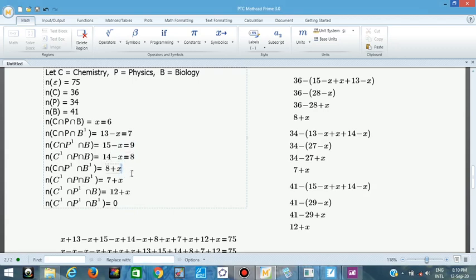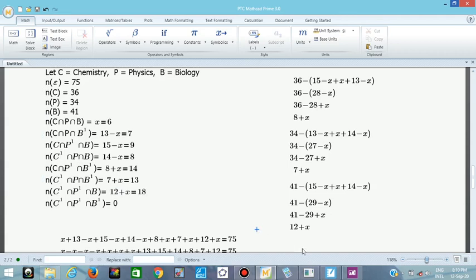I'm just substituting the value of x here. Then 8 plus x, that is 8 plus 6, is going to be 14. Then 7 plus 6 is going to be 13. Then 12 plus 6 is going to be 18.